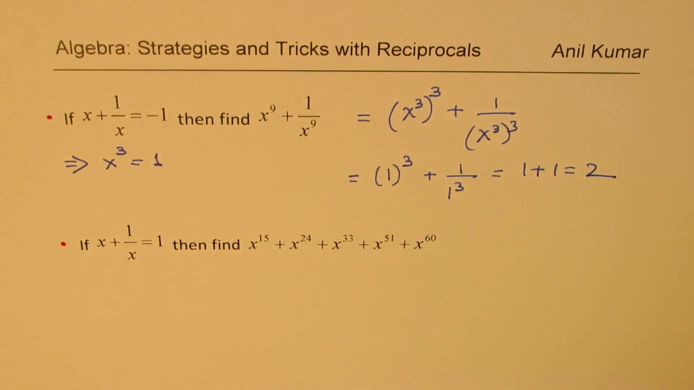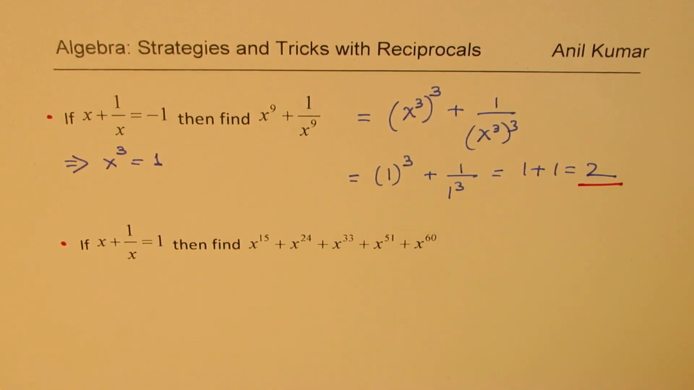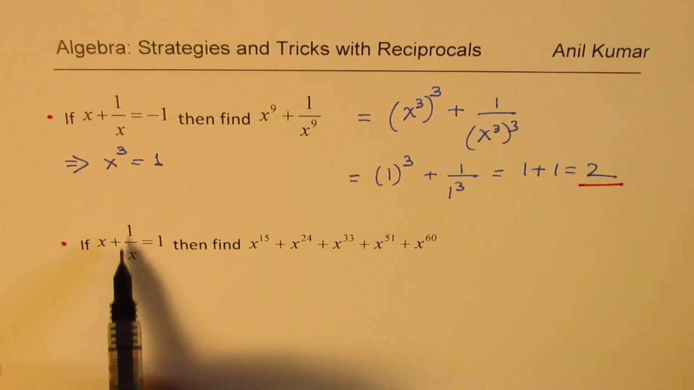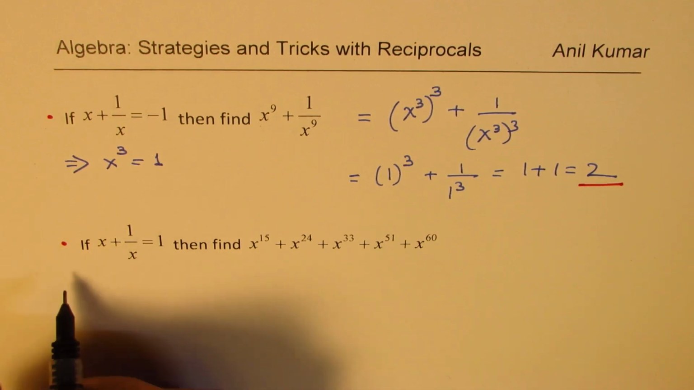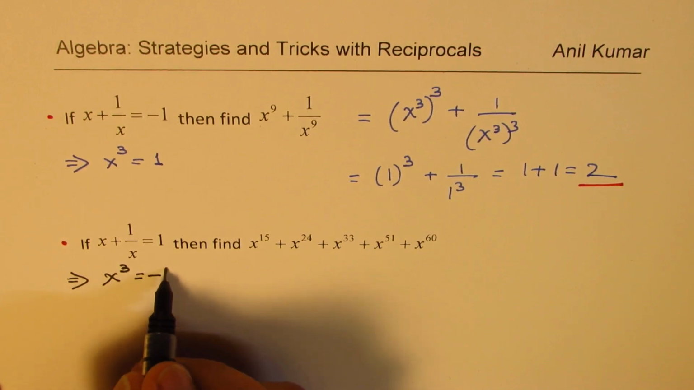So we get this answer as 2. Perfect. So that is how we are going to solve it. Now, let's see the next example, right? In the next example, we are given x plus 1 over x as positive 1. So that implies that x cube is negative 1.